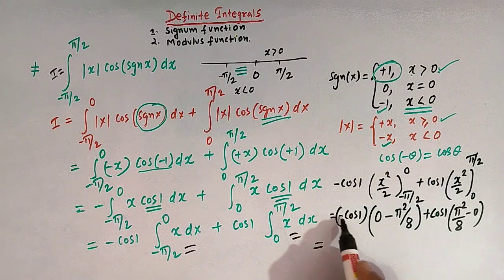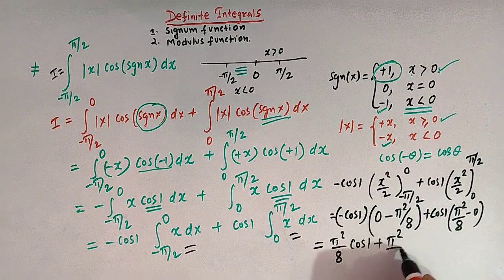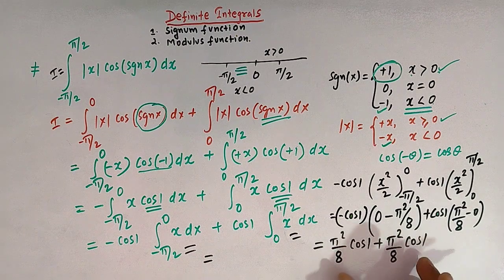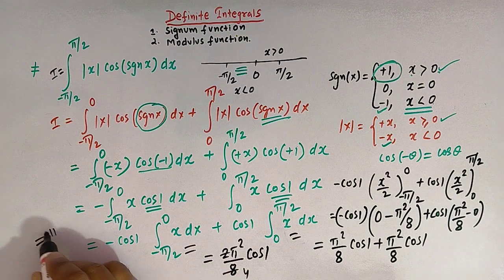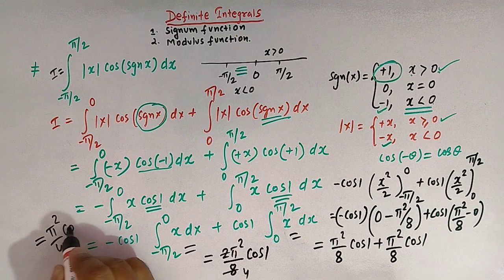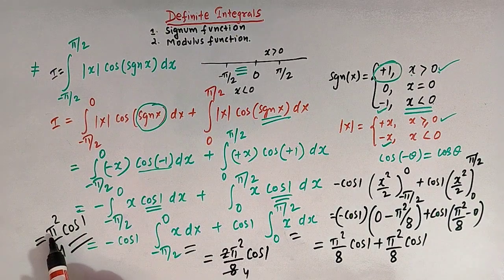So now minus and minus when multiplied together becomes plus, so we have pi square over 8 cos 1, and here also we have pi square over 8 cos 1, and these two are like terms, so we have 2 pi square over 8 cos of 1. So 2 4s are 8, so we have pi square over 4 cos of 1, right? So the value of this integral is pi square over 4 cos of 1.